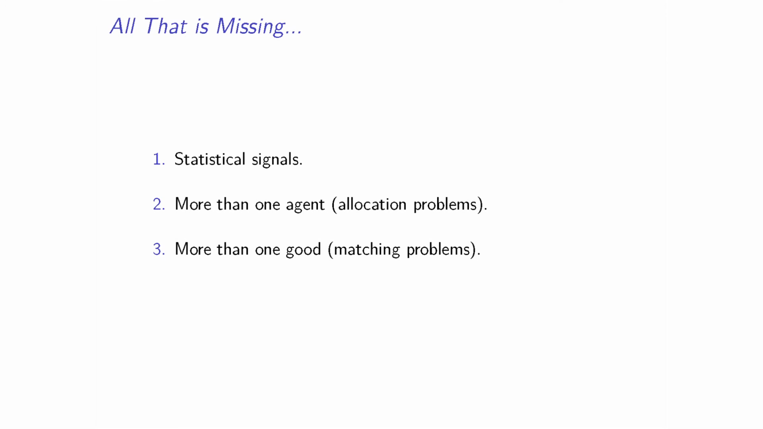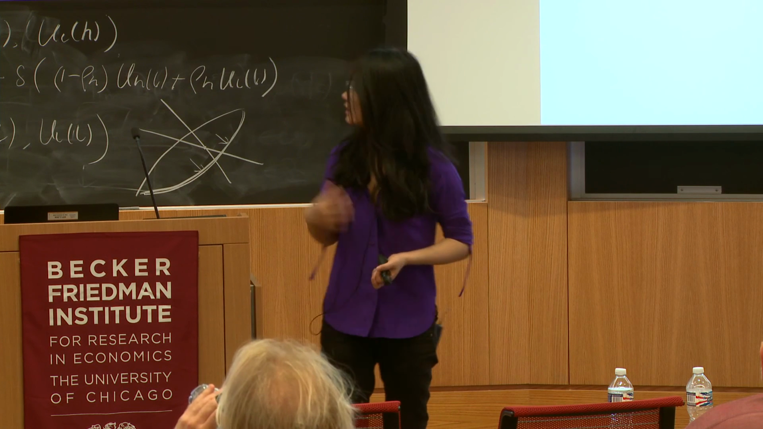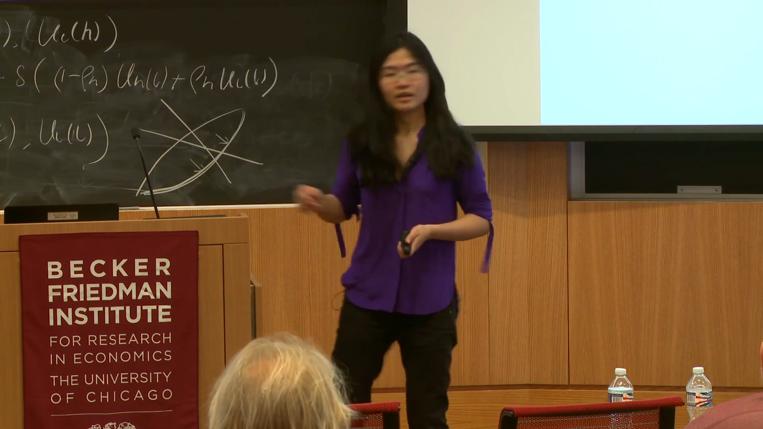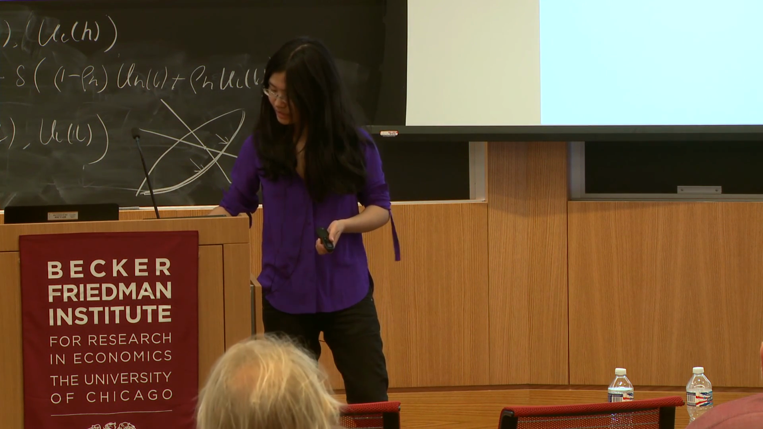Eventually we want to talk about more than one good and more than one agent. That will be a matching problem in the dynamic environment, like allocating housing, and how we should use delay time and future allocations to create incentives. So that is the concluding picture for my talk.